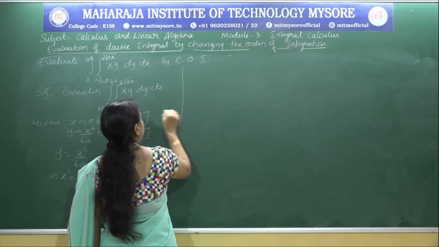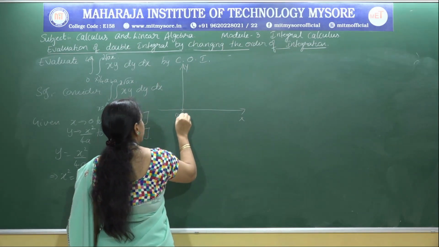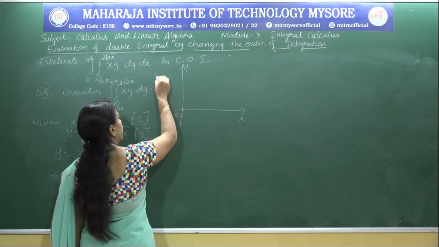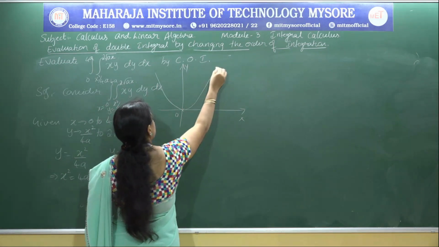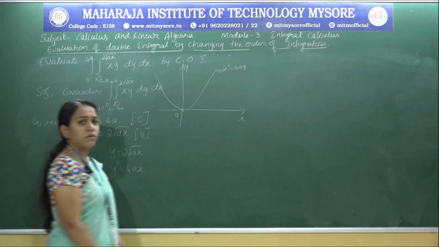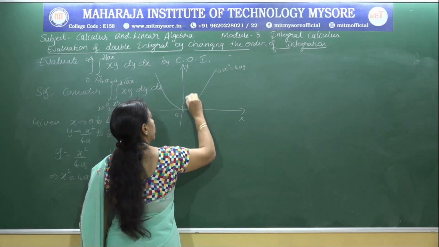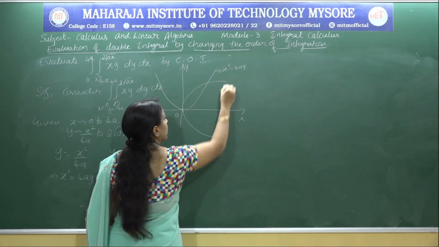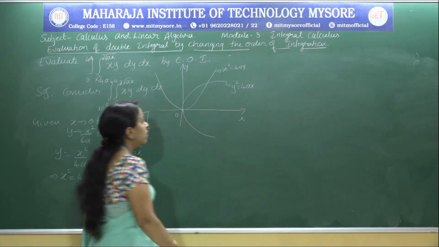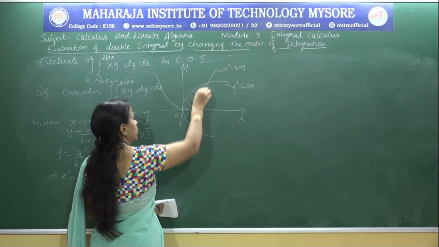So consider a coordinate axis, xy axis, and this is of course the origin. So x square equal to 4ay is a parabola which is symmetric about the y axis. This is our x square equal to 4ay. Another one, y square equal to 4ax is a parabola which is symmetric about the x axis. So this is our y square equal to 4ax. Therefore, the bounded region is this one. This is our bounded region.